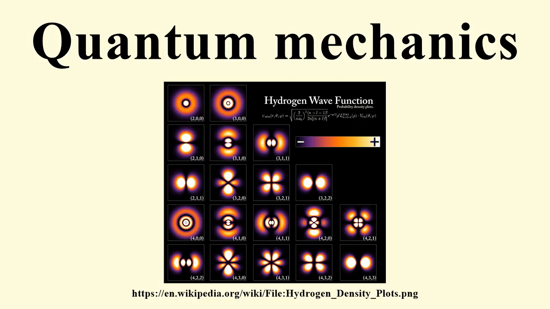It underlies the mathematical framework of many fields of physics and chemistry, including condensed matter physics, solid-state physics, atomic physics, molecular physics, computational physics, computational chemistry, quantum chemistry, particle physics, nuclear chemistry, and nuclear physics. Some fundamental aspects of the theory are still actively studied. Quantum mechanics is essential to understanding the behavior of systems at atomic length scales and smaller.